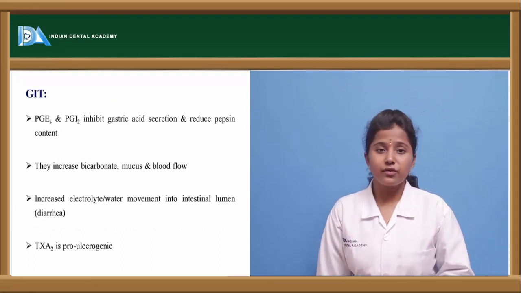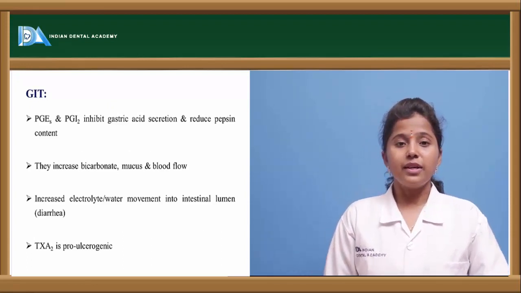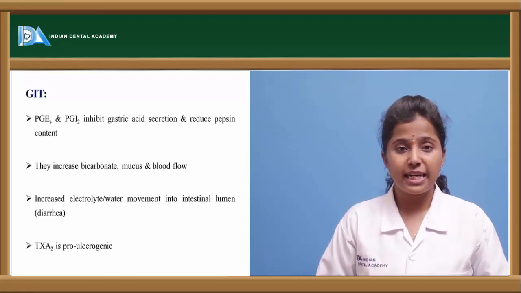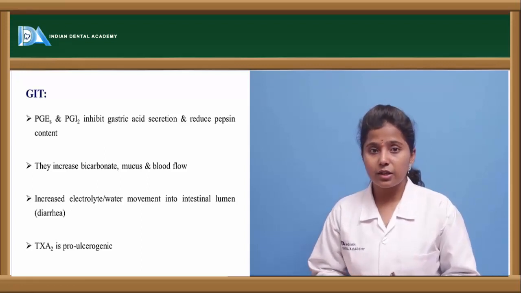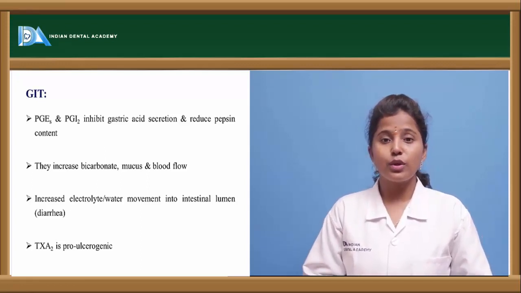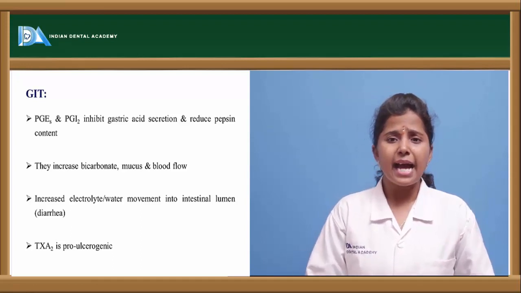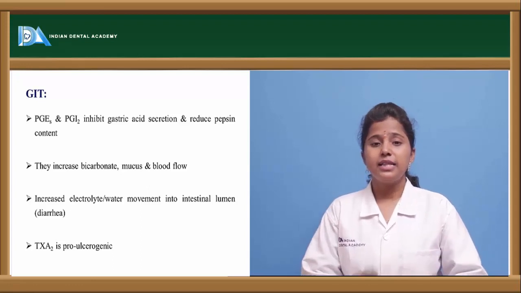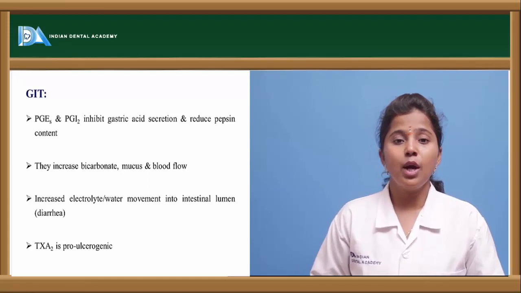Let us see the actions of these prostaglandins in the GIT. Initially we have discussed that these prostaglandins increase GI secretion. So there are various secretions: pancreatic secretions, gastric acid secretions. When these prostaglandins are released or synthesized in the body, they act on the gastric cells, and thereby the gastric acid secretions are secreted in more amount.